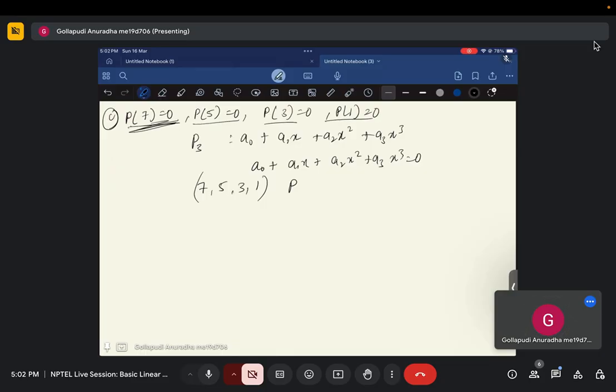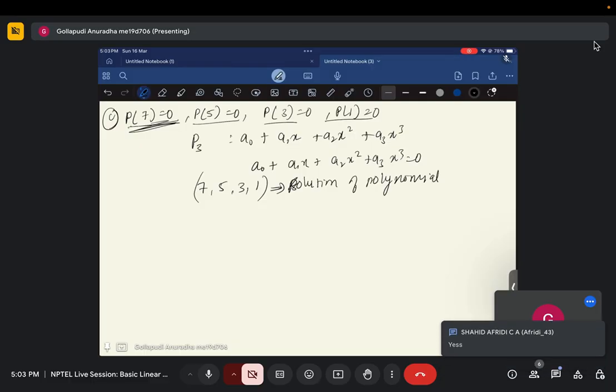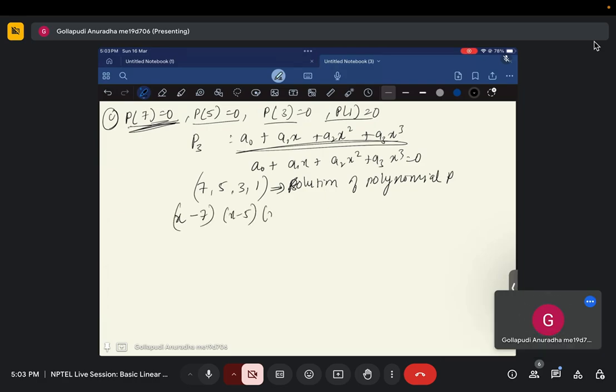Solution of polynomial P. So now I can write the polynomial in the form of x minus 7 and so on, in the factors, right? What is this giving? This is giving P4, right? But I said it's P3. I said P3 in the question, cubic polynomial.